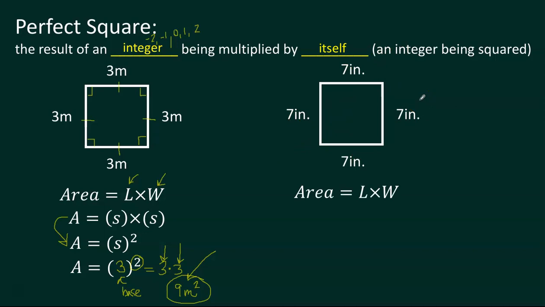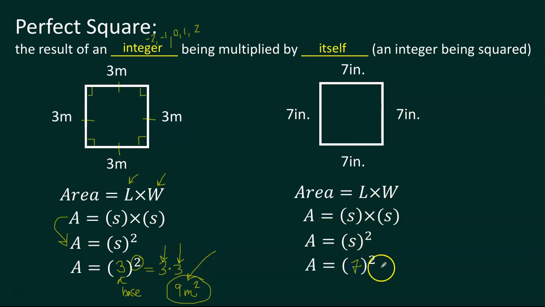The area is equal to length times width. That's one formula you can use. Or for a square, you can just use area equals s squared, the side length squared. We're going to plug in 7 for our side length. And then we'll write that out. The 2 tells us that we record the base 2 times. We multiply this to get 49, and this would be inches squared, or you could say 49 square inches. This number is also a perfect square.